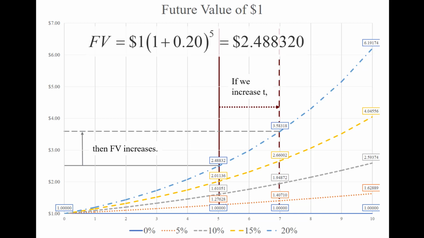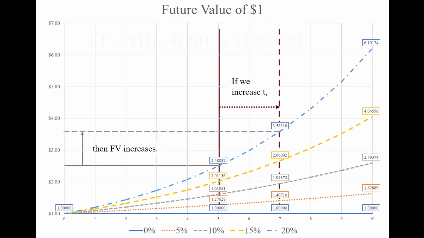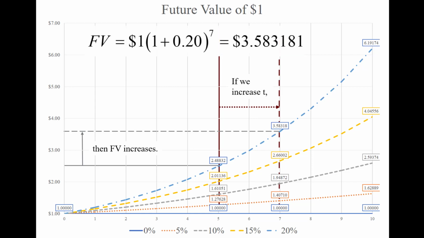Again, our future value at time 5 is going to be $1 times the quantity of 1 plus 0.20 raised to the 5th power, or $2.488. And if we perform that same calculation at time 7, we find that it's going to be worth $3.583. And so what we see then is if we hold r constant, if we hold the interest rate constant at 20%, as we increase t, our future value is going to increase.